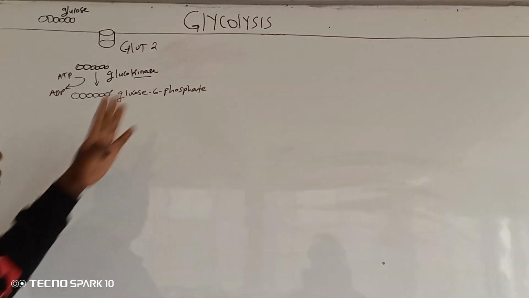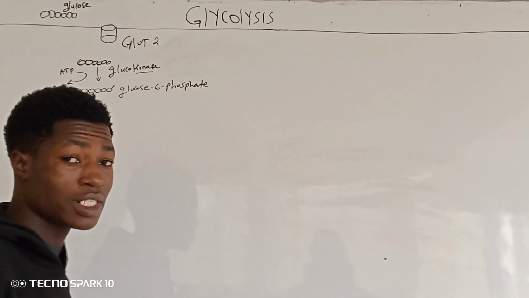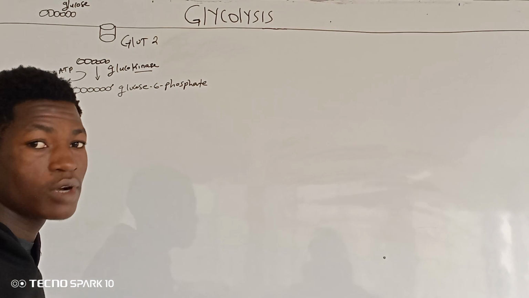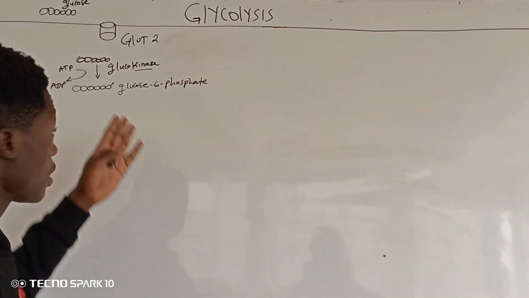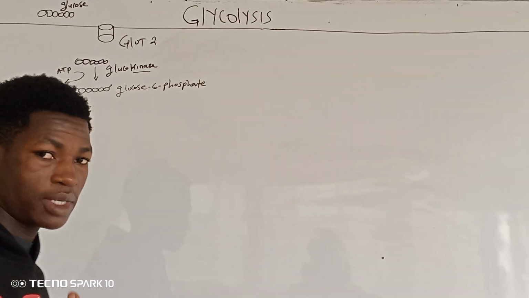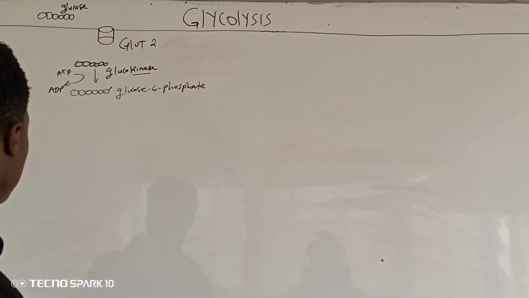So remember, we phosphorylate this glucose molecule primarily so that it doesn't get out of the cell, so that it can stick inside the cell, so that it can undergo glycolysis. Because if you don't phosphorylate it, it does have the capability to get back to the circulation through the receptors, and that's what we don't want. We want to make sure that we break down this glucose molecule.